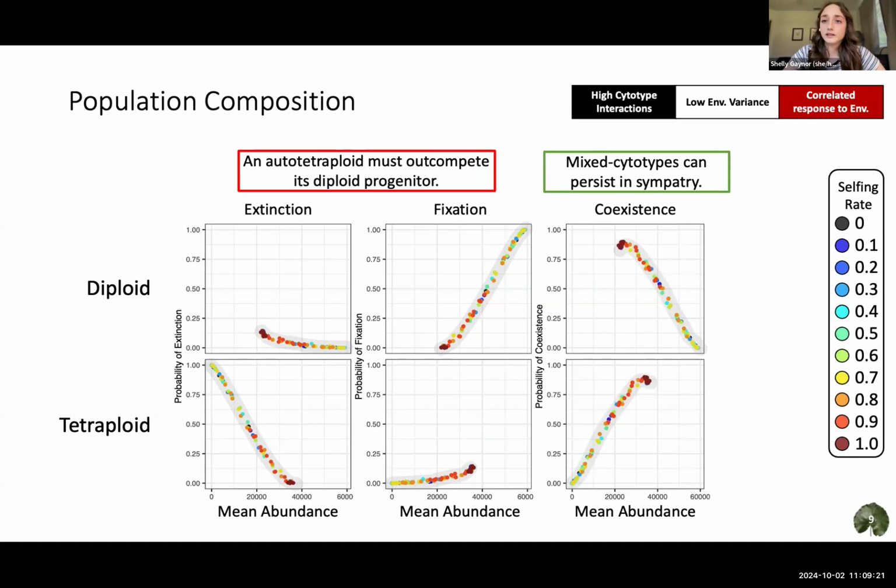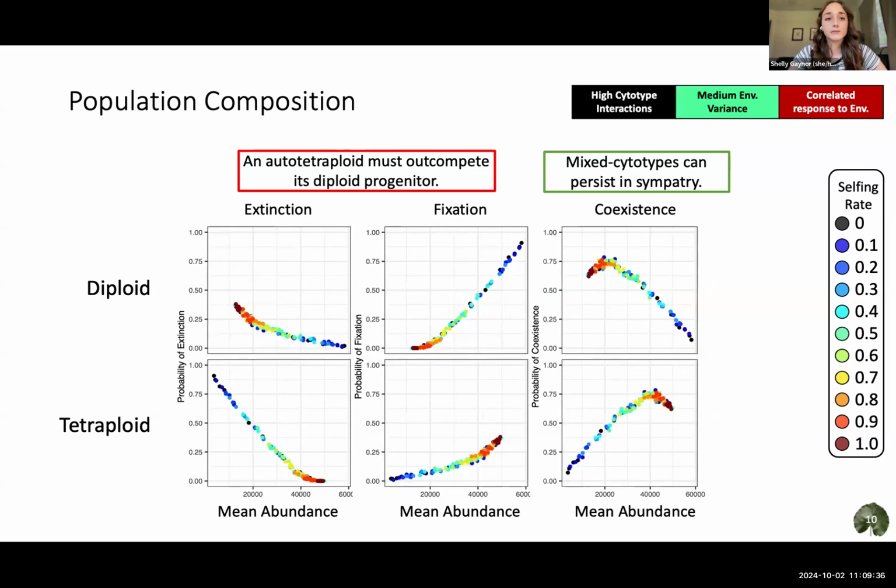However, we also looked at coexistence, and we did find that mixed cytotypes can persist in symmetry. And we have this peak here where selfing rate is high. However, it's not as clear, but when you increase your environmental variance, here we're looking at low environmental variance. When we increase to medium, we can see that relationship between selfing rate and these values. So as you decrease your selfing rate, that probability of fixation increases for your diploid. But as you increase your selfing rate, that probability of extinction decreases for your tetraploid. And again, that peak here for coexistence, you have a higher probability of coexisting when your selfing rate is high.